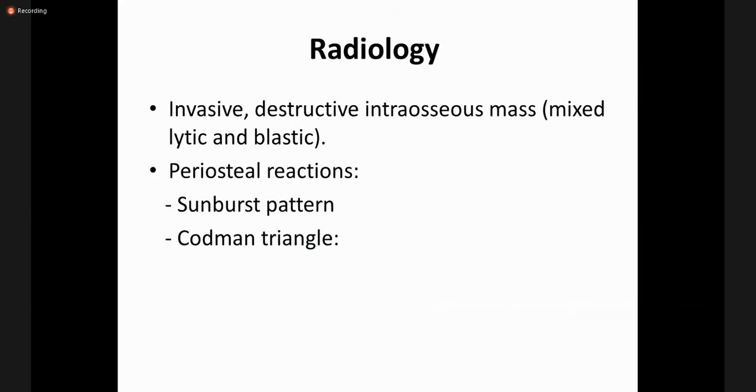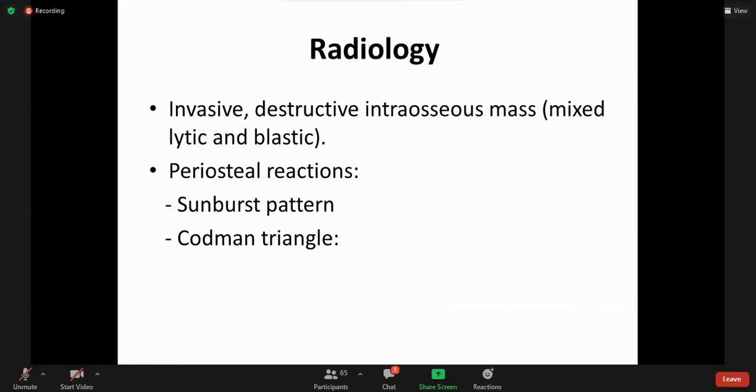So on radiology, it is an invasive, destructive intraosseous mass with mixed lytic and blastic components, then periosteal reaction, which is a sunburst pattern or Codman triangle.